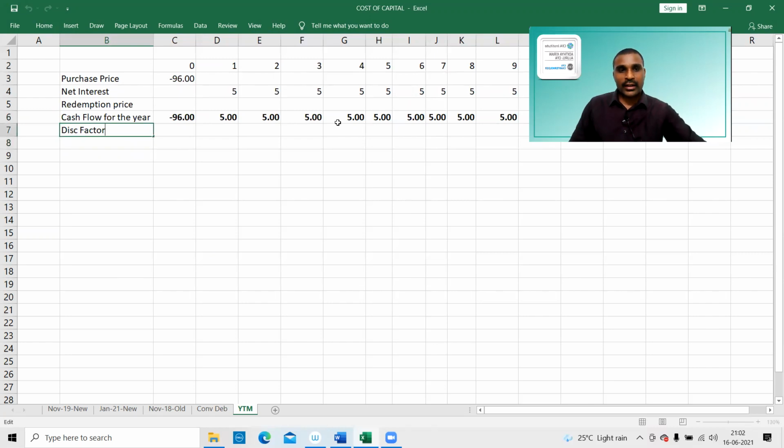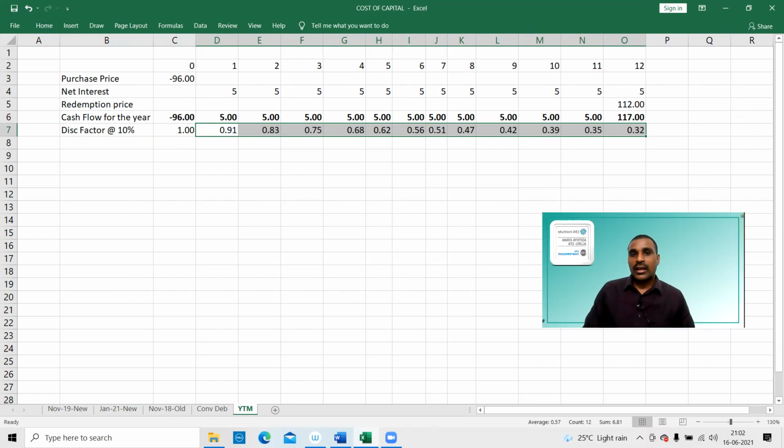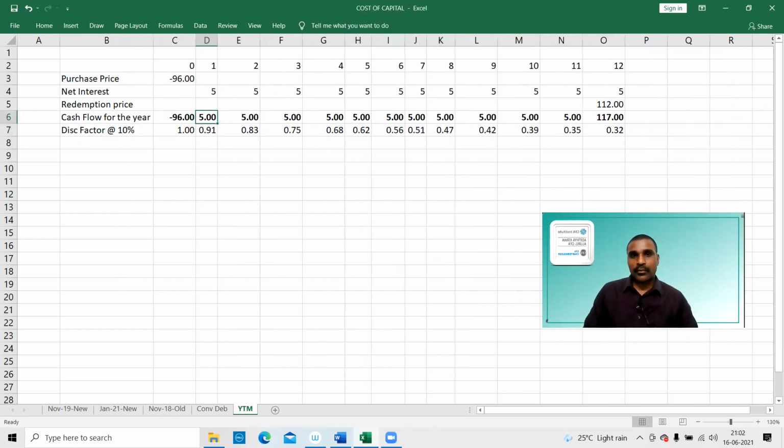Okay, discount factor at the rate 10%. It is 1 divided by 1.10 to the power of year number. I'll just get this discount factor. This is how I got the discount factor.